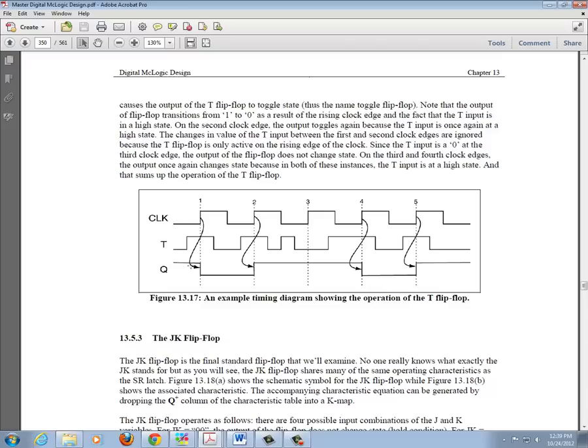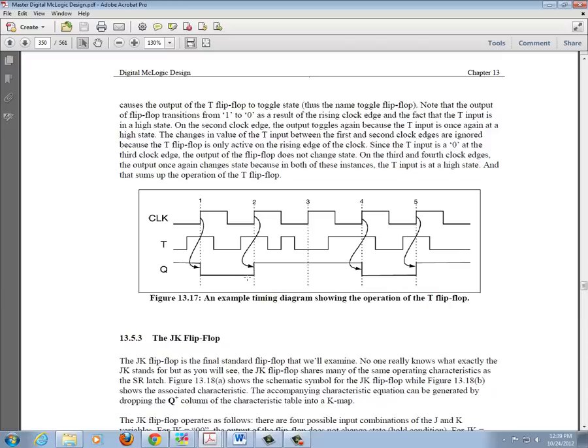Q starts out as 1. So at the rising edge of the clock, T is 1, which means toggle. So whatever Q was, it's going to be the opposite. So Q was a 1, so it's going to become a 0. Now we hold until the next rising edge of the clock. T is 1, so yes, toggle.